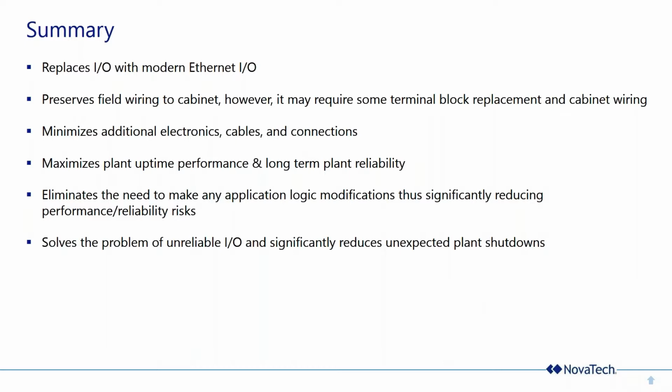Summary. Okay, so what does this approach do? It replaces your existing quantum I/O with modern Ethernet 8000 I/O. It preserves the field wiring to the cabinet. It does require that you wire from the quantum edge connectors to the 8000 I/O. And it may require for some wiring that you have to replace the terminal blocks. Most of the time we find you don't, but there are some where we need to put in relays that you would have to replace the terminal blocks.